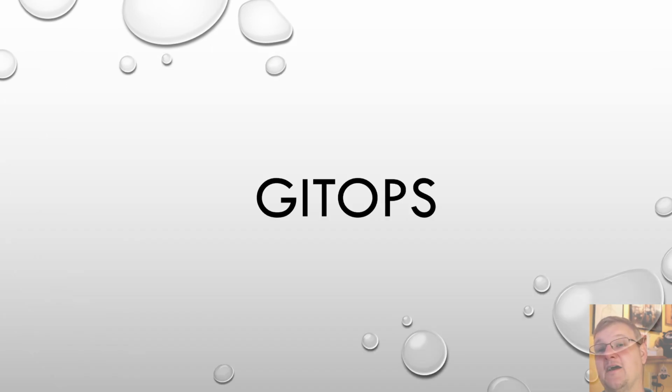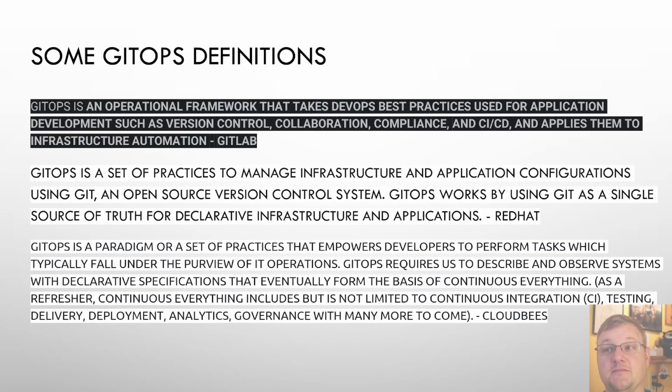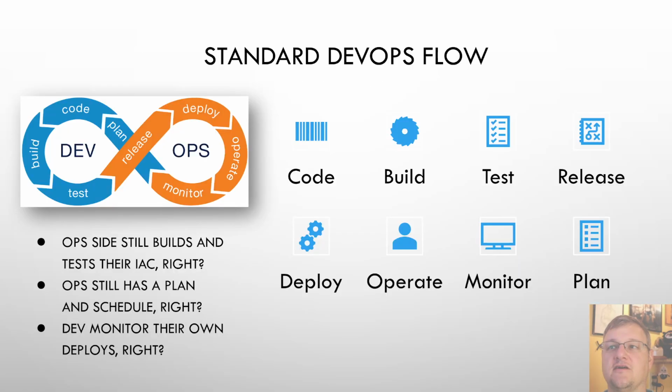This brings us to GitOps. This is now why we're at the point of GitOps. GitOps has a few definitions. GitOps is an operational framework that takes DevOps best practices used for application development, such as version control, collaboration, compliance, and CI/CD, and applies them to infrastructure automation. That's the GitLab definition. We can also see Red Hat and CloudBees definitions here.